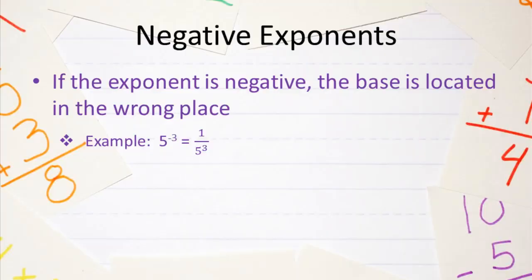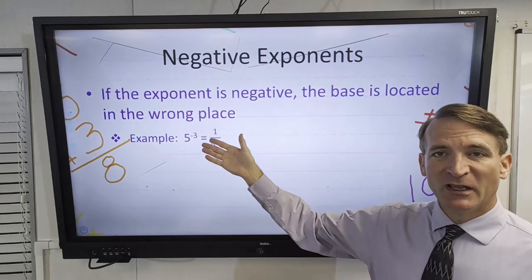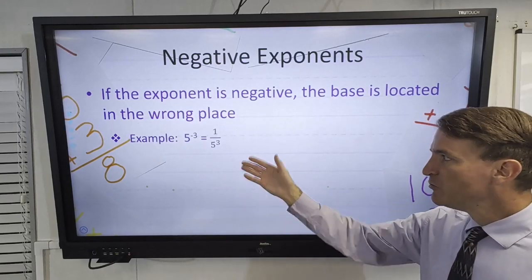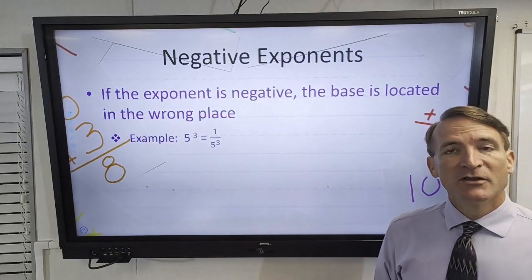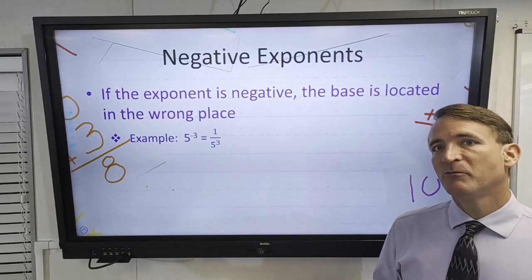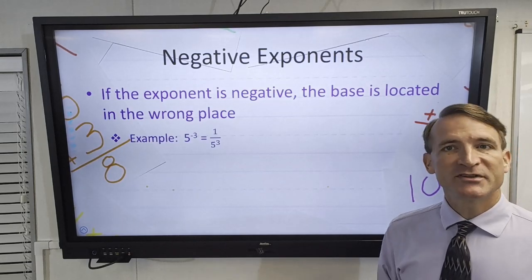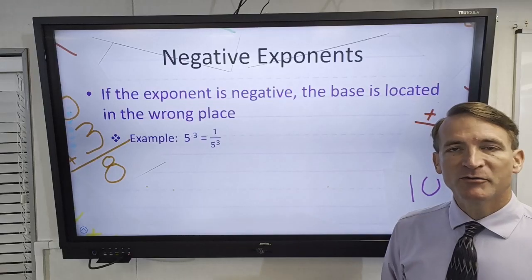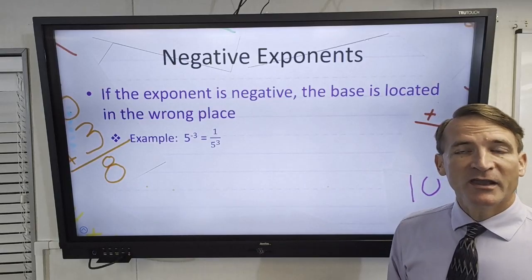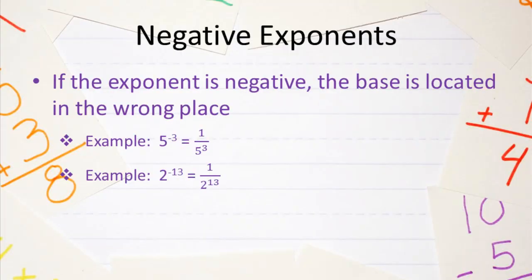Here's my example. 5 to the negative 3 I could rewrite as 1 over 5 cubed. And of course 5 cubed is 125, and we could simplify that out. But it would be 5 cubed in my denominator. So I move it to the other location and I change the value of my exponent to the opposite sign. So what was negative becomes positive, or if I moved it from a positive position down, then I would make my exponent a negative. So here's another example. 2 to the negative 13th would be the same as writing 1 over 2 to the 13th power.